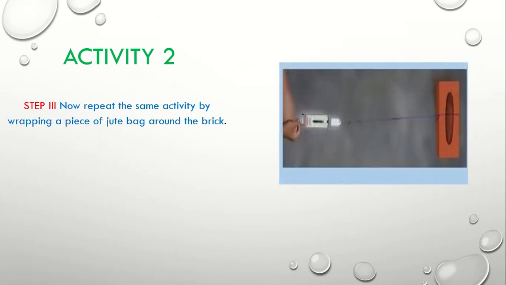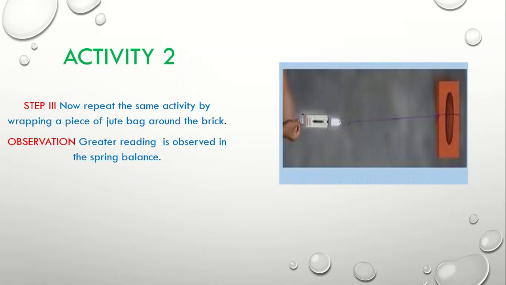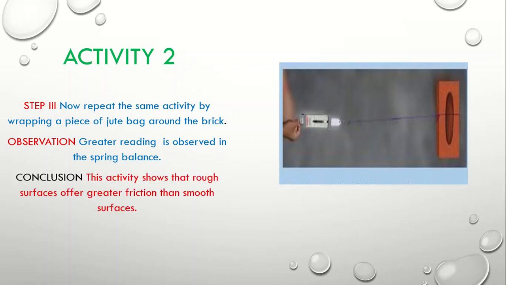Now activity 2 continued. This time you will repeat this activity by wrapping a piece of jute bag around the brick. So there is a change. Earlier you used only the brick. This time you will be wrapping a jute bag around the brick, and you will do the same activity once again. So what is your observation? This time a greater reading is observed on the spring balance.